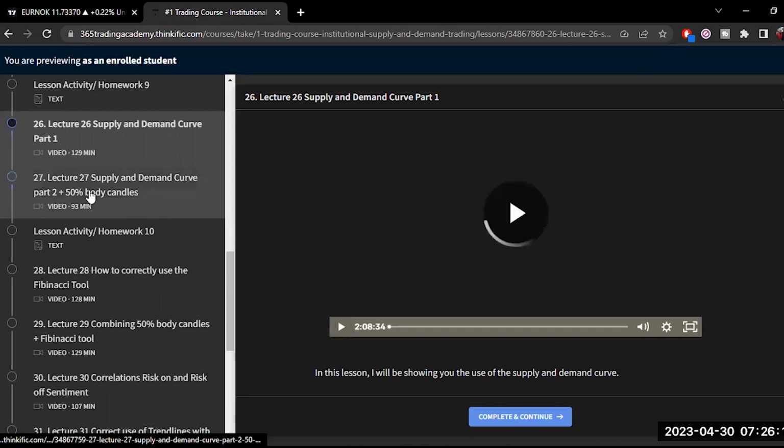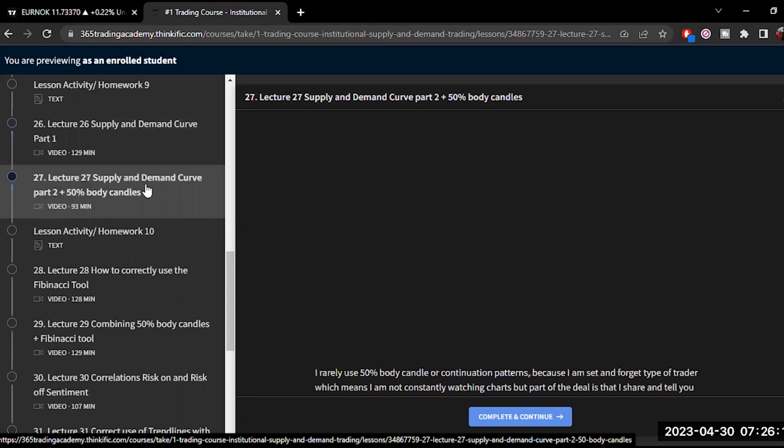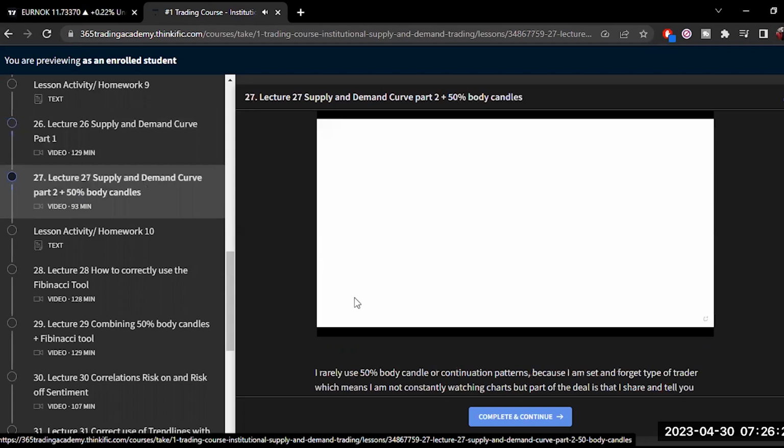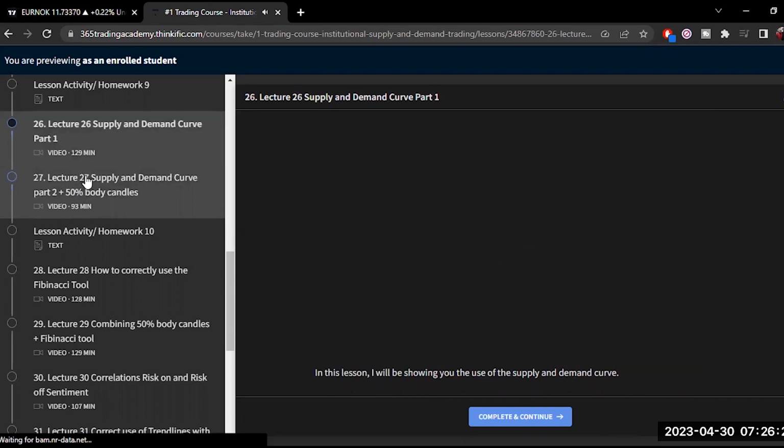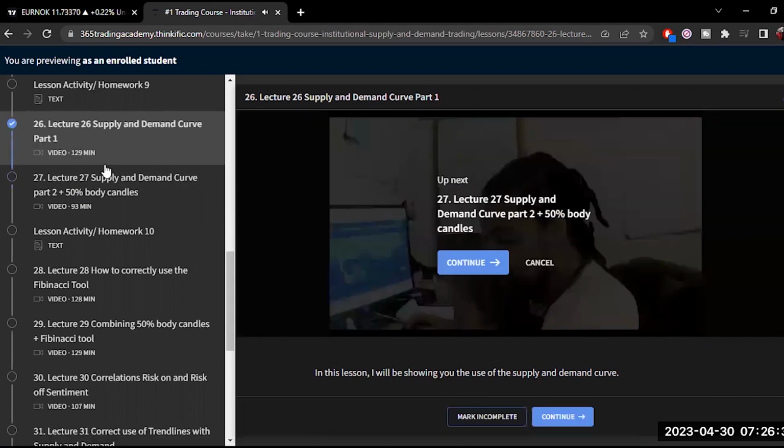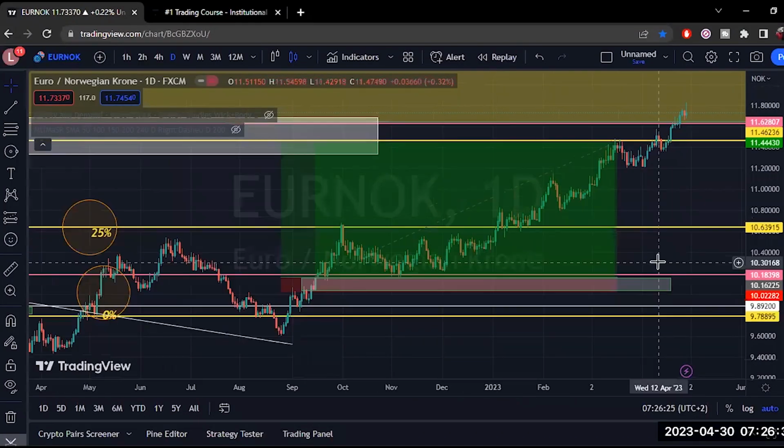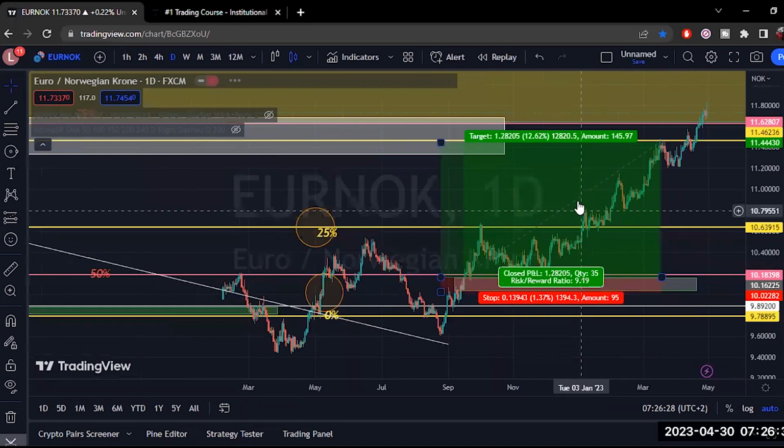And then part two of that is the combination of supply and demand curve and 50% body candles, which is a type of continuation pattern. So refresh yourself if you've got these tools and access to these lectures, because this is literally how I am making money. It's as simple as that. So, clean analysis on EURNOK.